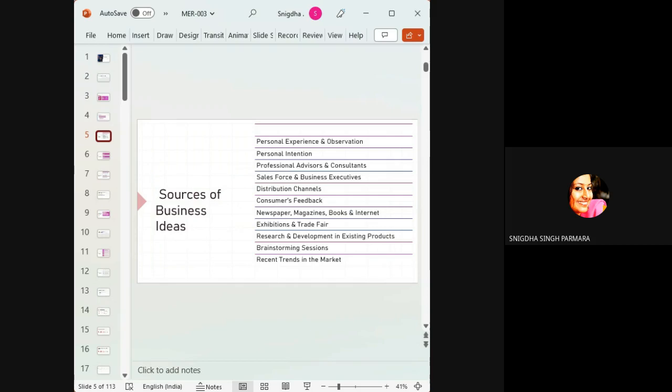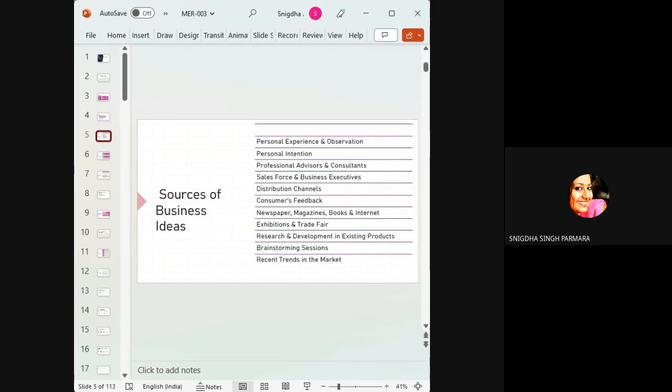Through newspapers, magazines, books, and the internet, there's a variety of information available. There's a lot of data available, and through that it is also possible to get some ideas about what's happening, about certain AI tools, or about certain new businesses that are gaining momentum in the market. So from there also you can at times find certain good business ideas.